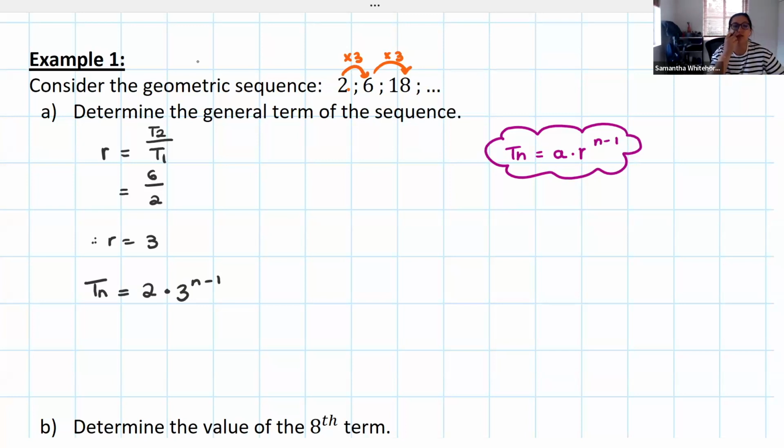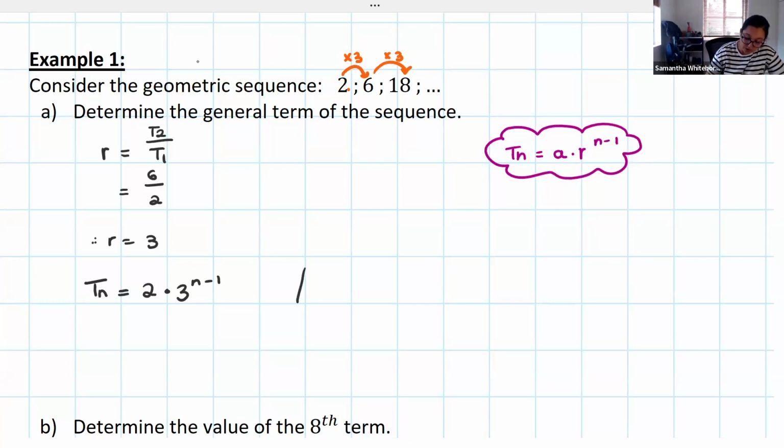So finding Tn for a geometric sequence is actually really nice. It's not like your quadratic where you've got 3 equations that you need to solve. It's not like the arithmetic where we sort of feel like we have to simplify. That's it. Sub an A, sub an R, you are done.